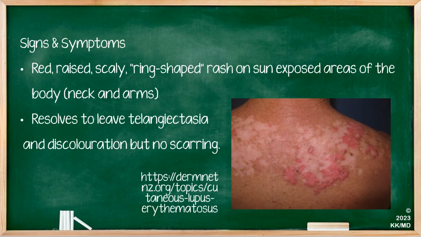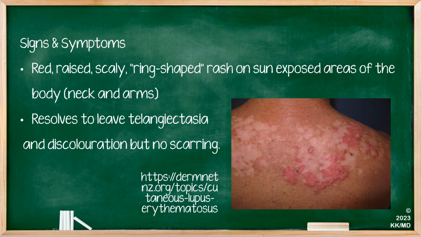As for the signs and symptoms of the disease, it is classically described as a red, scaly, raised, ring-shaped rash on sun-exposed areas. So that's your face, neck, and arms. And it normally resolves, but it frequently does leave telangiectasia and also discoloration on the skin. However, importantly, it doesn't leave any scarring.